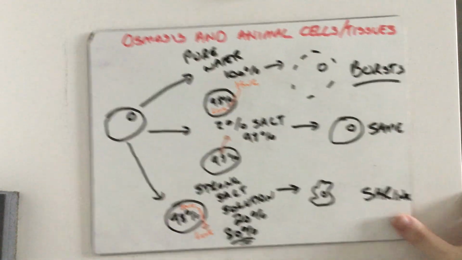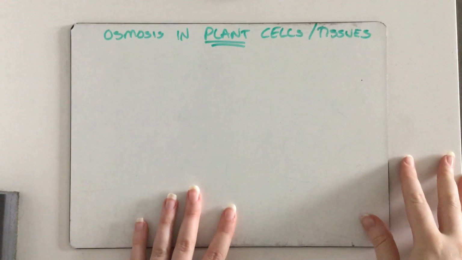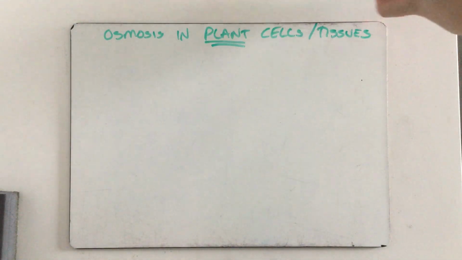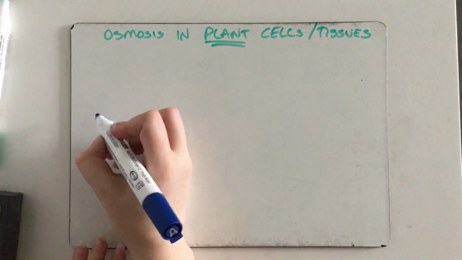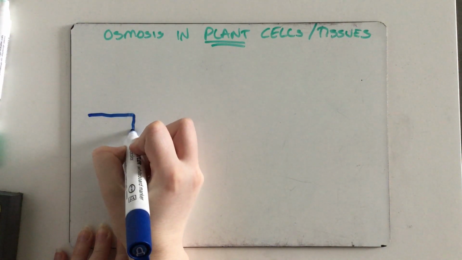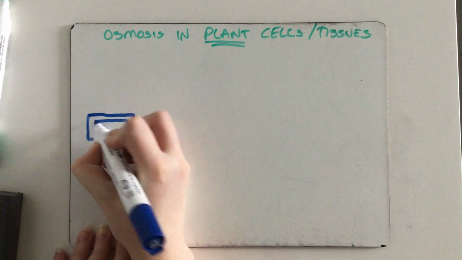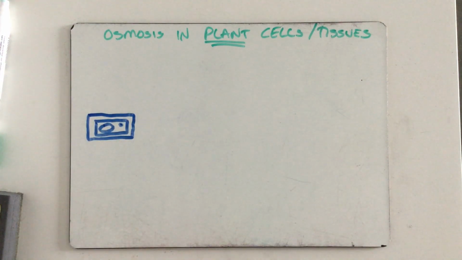So now we're going to move on and we're going to look at osmosis in plant cells and tissues instead. And this is quite different than the one for animal cells. So once again, we're going to start just by drawing our plant cell. So remember, it has a cell wall on the outside, cell membrane on the inside, vacuole, and we've got our nucleus. Now also there's the chloroplasts and stuff as well, but we're not going to draw those again because these are the structures that are the most important for osmosis.